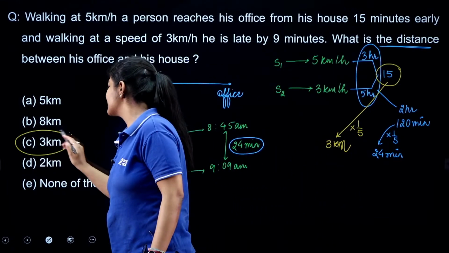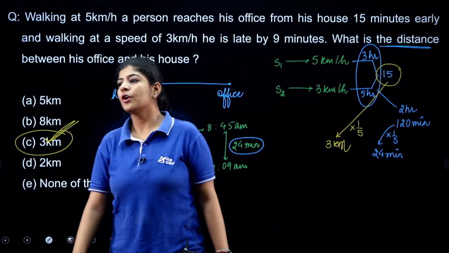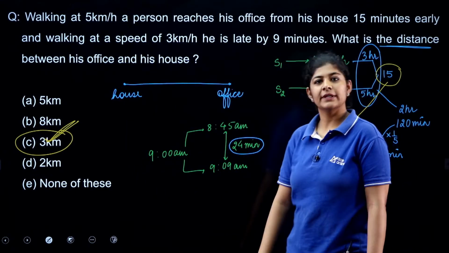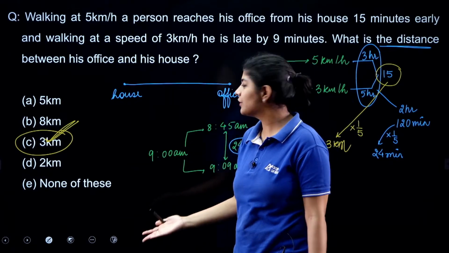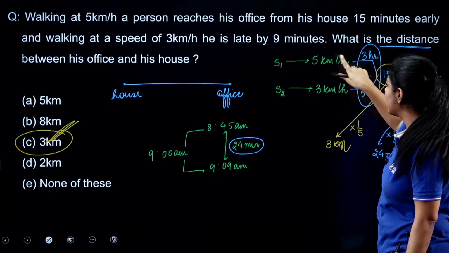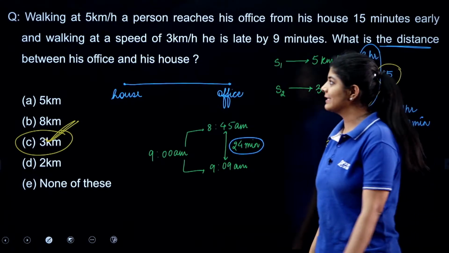That means your option number C is the correct one. Very good, Moida, Radhe and Lucifer. Right? It's a very easy one. All we need to do is simply compare the time with the help of the speed and the assumed distance.